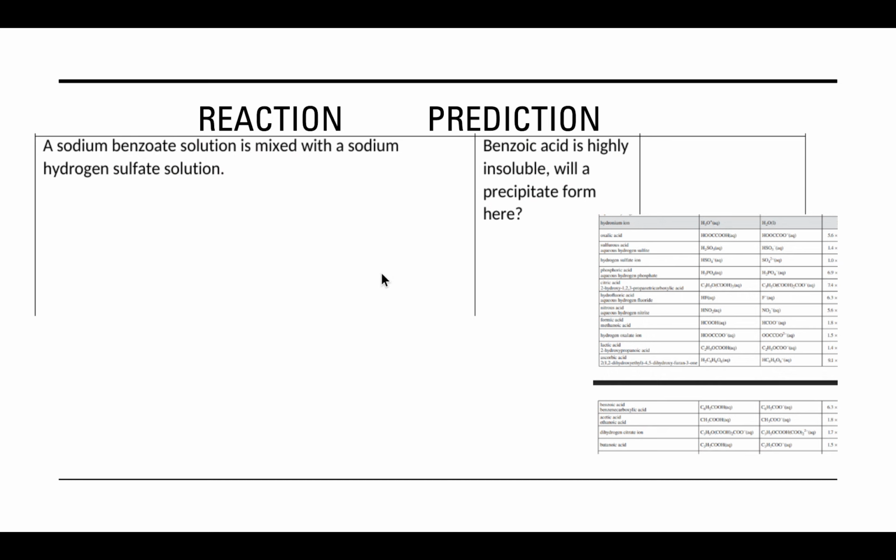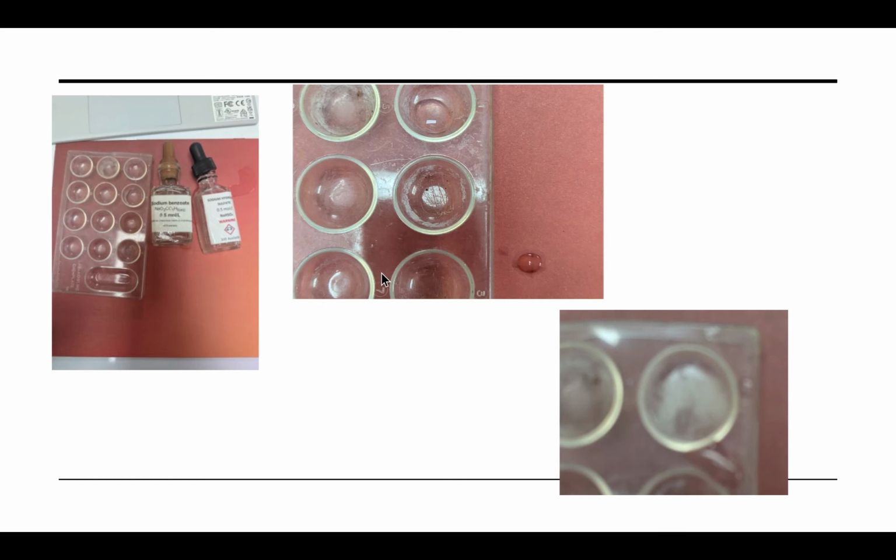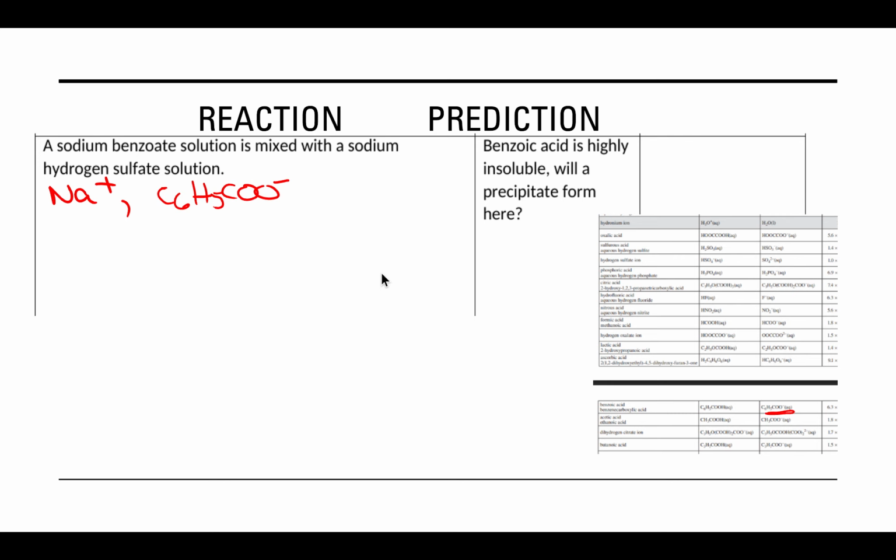The second reaction that we took a look at, we had sodium benzoate solution mixed with sodium hydrogen sulfate. So I'm starting with the same thing. I want to list everything I have. So I have sodium positive and C6H5COO negative. Sorry about that. So I'm seeing right here is my benzoate ion, and I also have more sodium, and then the hydrogen sulfate ion once again, and both are in solution, so I have water.